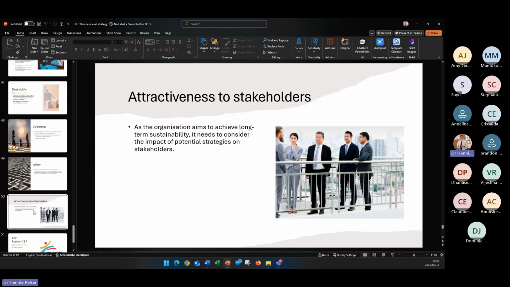The last one is, is this attractive to our stakeholders? Now, in terms of our stakeholders, one of the things we realize about modern business and the idea that we have this so-called crisis of ethics is that there are many ways of making money.